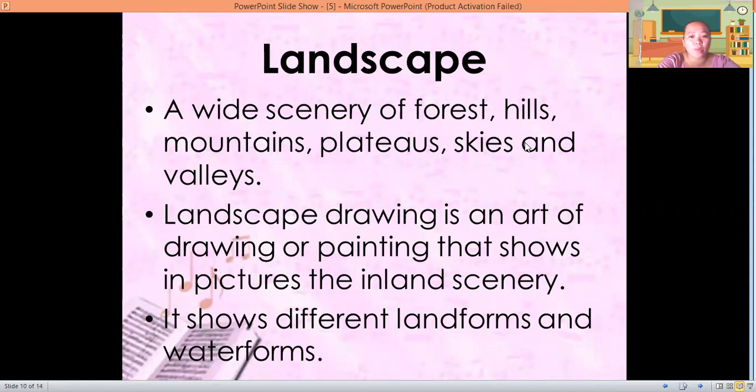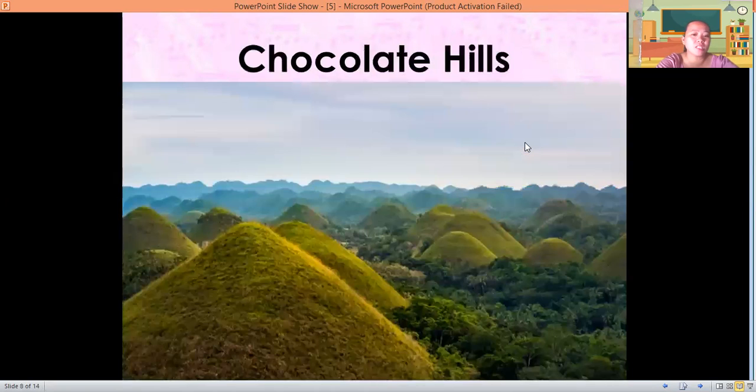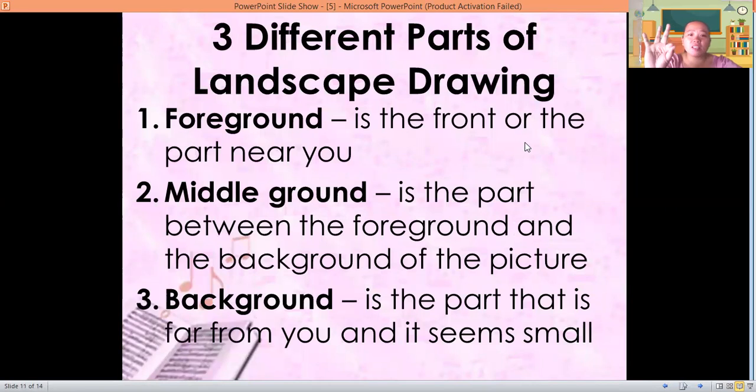A landscape drawing is an art of drawing or painting that shows in pictures the inland scenery. It shows different landforms and water forms. So this one is a water form and this one is a landform. There are 3 different parts of a landscape drawing. So we have a foreground, a middle ground, and a background. The foreground is the front.